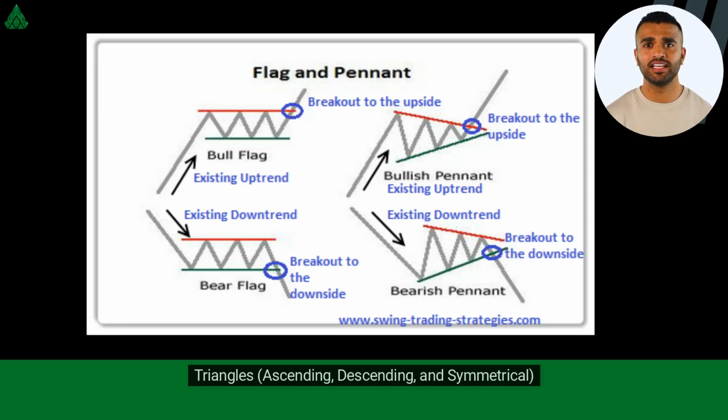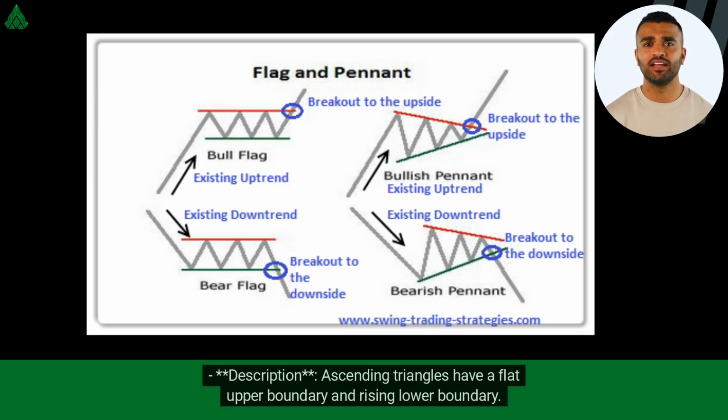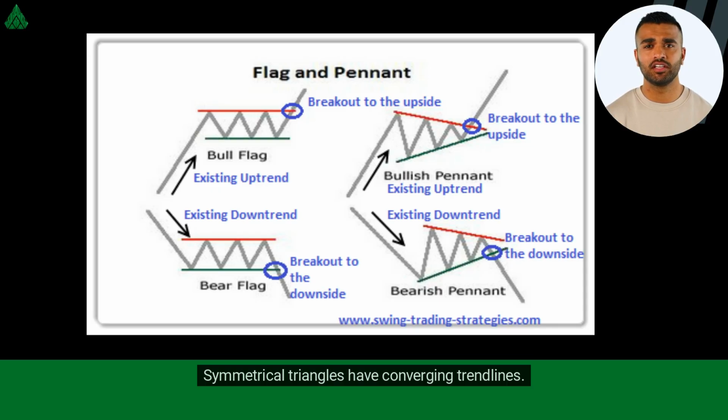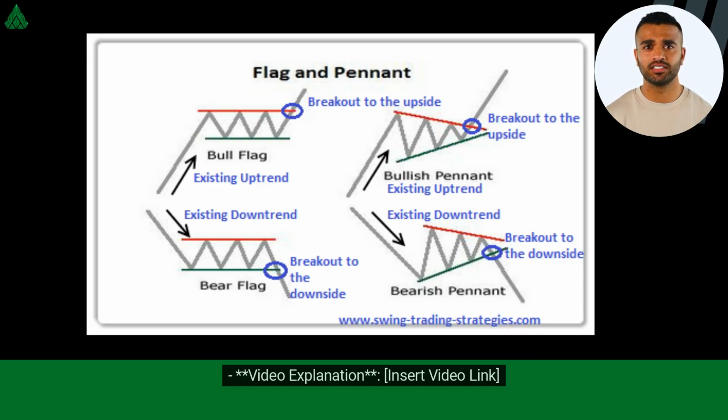Triangles: ascending, descending, and symmetrical. Description. Ascending triangles have a flat upper boundary and rising lower boundary. Descending triangles have a flat lower boundary and falling upper boundary. Symmetrical triangles have converging trend lines. Video explanation: insert video link.